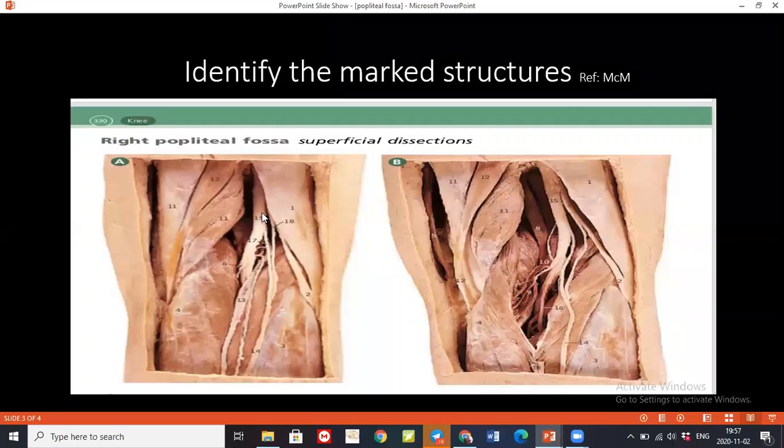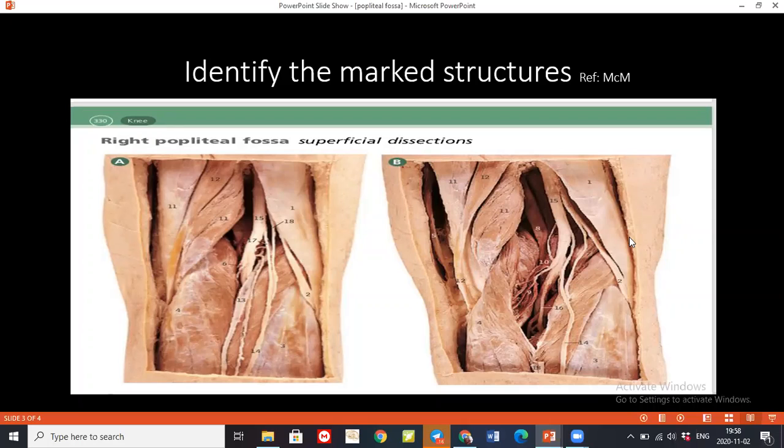Can you identify number 15, please? Number 15 is the tibial nerve. Very good. What is number 2? Number 2 is common peroneal nerve. All right, good. Can you tell me the boundaries of popliteal fossa?